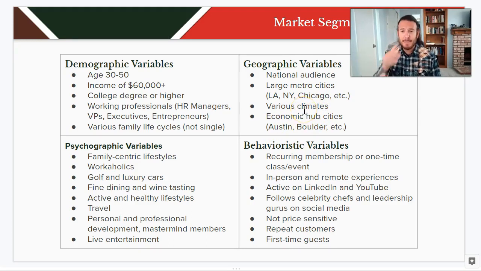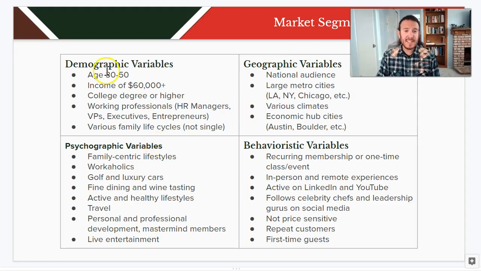Various climates, as I had mentioned on the previous slide. Sometimes you've got the coast, sometimes you've got the snow. In all honesty, because ours is an online platform, we can go with various climates, so it doesn't really matter. But again, what we're looking at here is cities where there's a big population that values organic food, self-help, mental health, food as therapy, cooking as therapy.